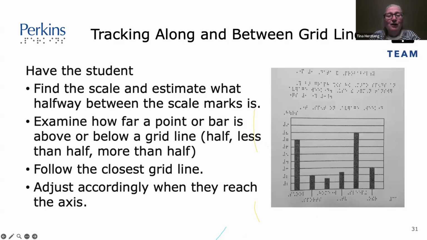So tracking along and between grid lines. We have a bar graph, and this time some of the bars end on a grid line, but some do not. So you first of all have to know what that scale is. Is the scale an increment? Is it going in ones or twos or fives? Because knowing that is going to help you estimate what halfway between the scale marks is.